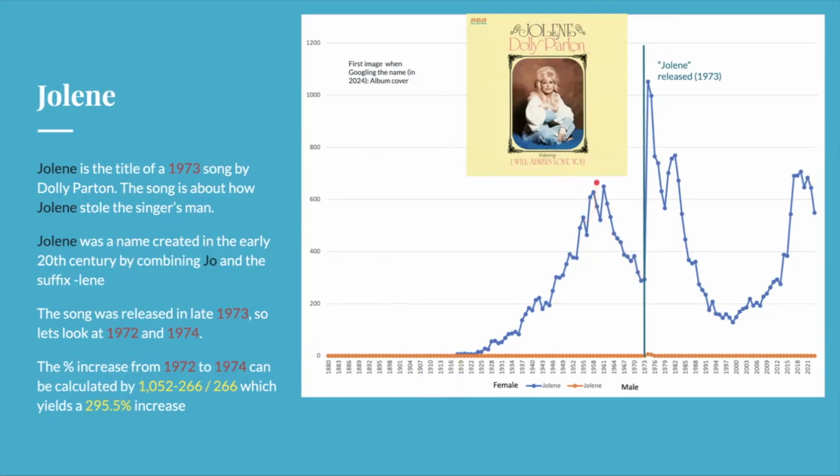It peaked originally around the 50s and it decreases again, but then Jolene, the song, stops that decrease by increasing 295.5% in just 1 year. It was released in like November of 1973, so that's why it's all the way down. And so 1974 is when you get the peak. It didn't really stay popular, it went down again, went up again. Now it's slightly more popular again.